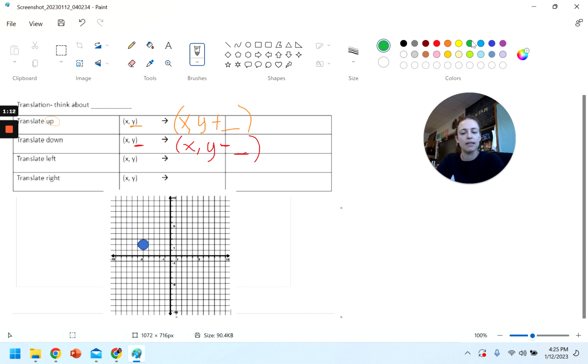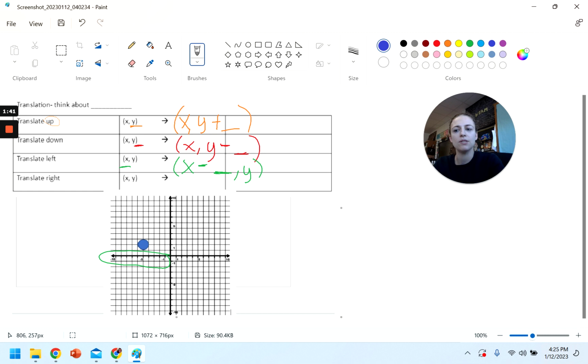Next up, we have left, translation to the left. When you think about which axis can I move left and right on, that would be your x-axis. That's the one that you can move left and right on. So this time the x-axis will be changing, not the y-axis. Whenever you go to the left of the origin, you have negative numbers. Therefore, the way that we write this is going to be x minus however many spaces we move, comma, y.